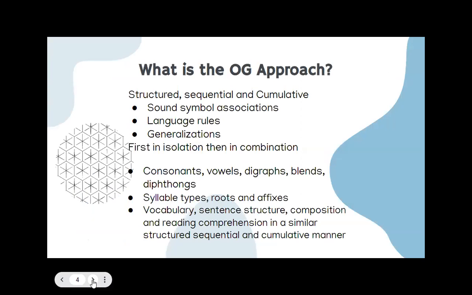So the Orton Gillingham approach is structured, meaning it is very routine in the way in which each lesson is structured throughout the class period. It is repetitive. It is sequential. So skills build upon one another, and it is cumulative. So we're always going back, and I'll show you in a bit what I mean by that.